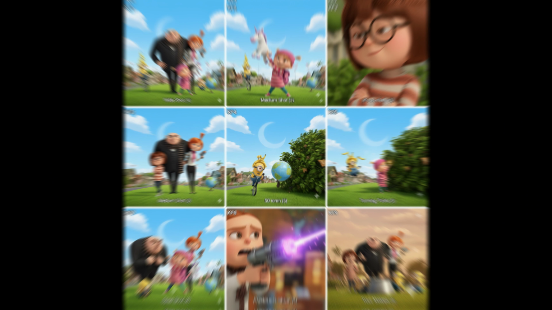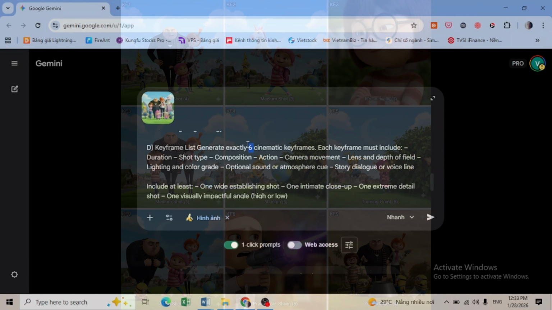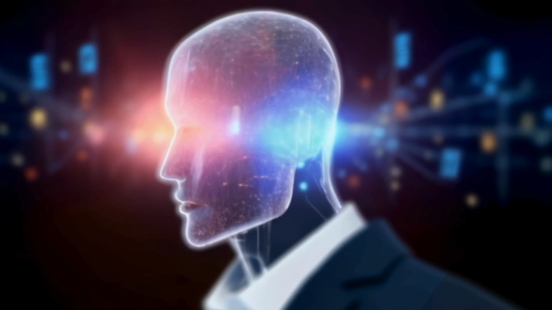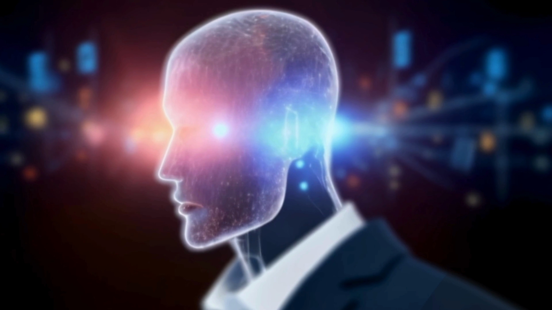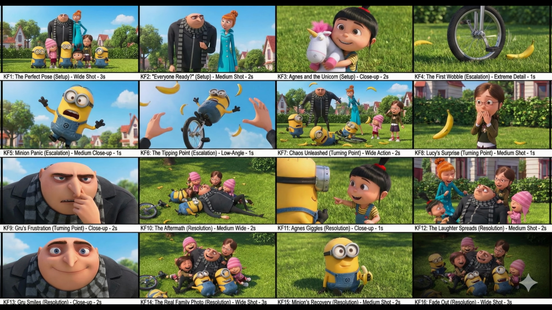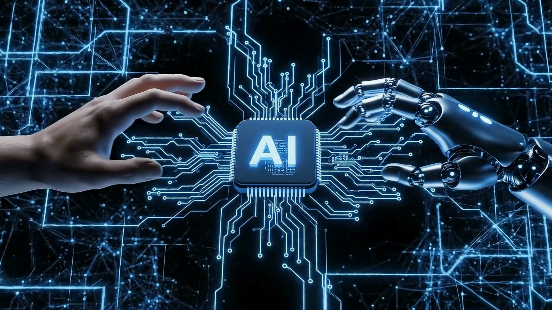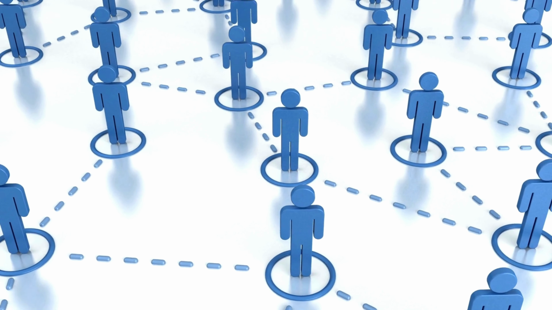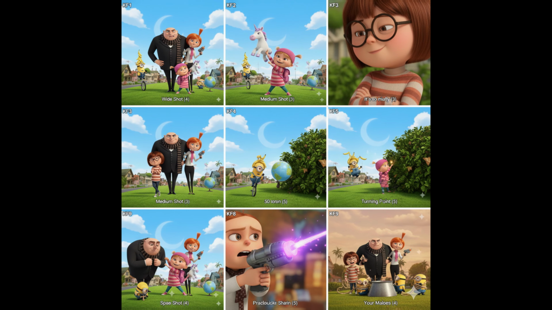By default, this prompt creates a 9-frame storyboard grid. Now yes, you can change the number of frames by editing one number in the prompt. But here's my honest advice. 9 frames is the sweet spot. Once you push it to 16 or 20 frames, you're asking a lot from the AI. Sometimes it fails. Sometimes the style breaks between frames. So if you want consistency, stick with 9.